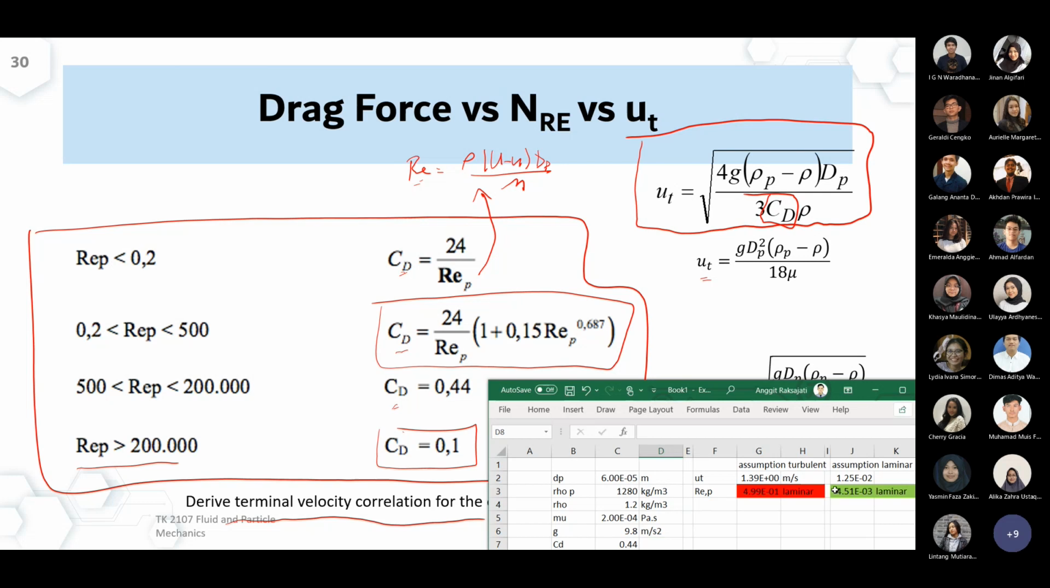Okay, anyone got similar results? Or if you have different results, what's the different assumption or different value that you use? Or different conversion?